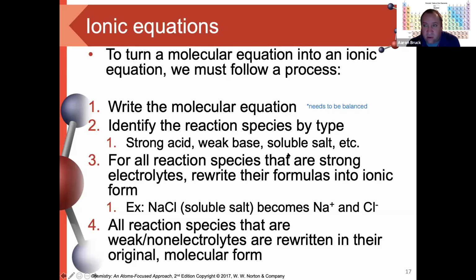So, for example, sodium chloride, it's a soluble salt. It's going to split up into its ions. So it splits up into sodium plus ion. It splits up into chloride minus ion. Everything else, whether it's a weak electrolyte, like a weak base or a weak acid, or a non-electrolyte, like an insoluble salt, water, a gas, all of those would get left in their molecular forms. So that's how we write an ionic equation.